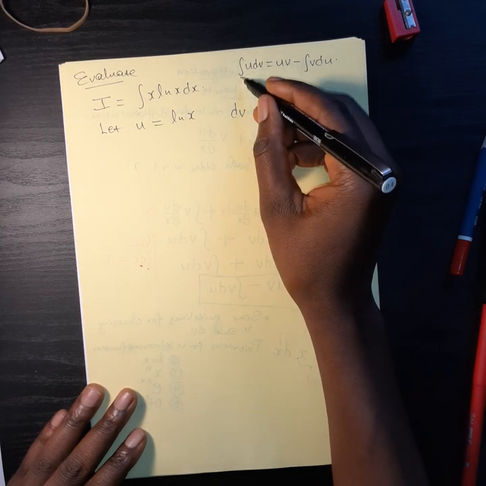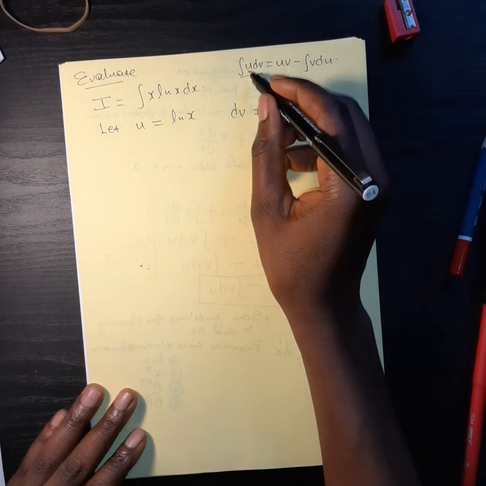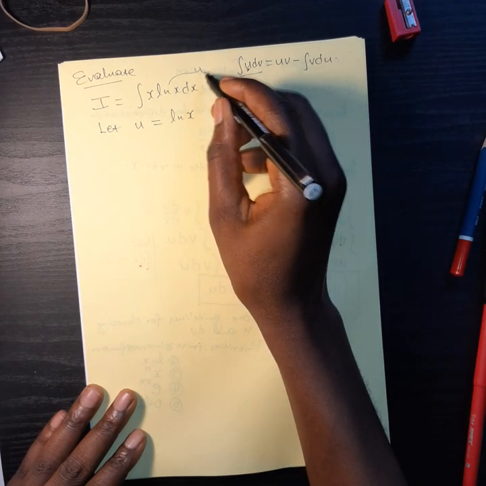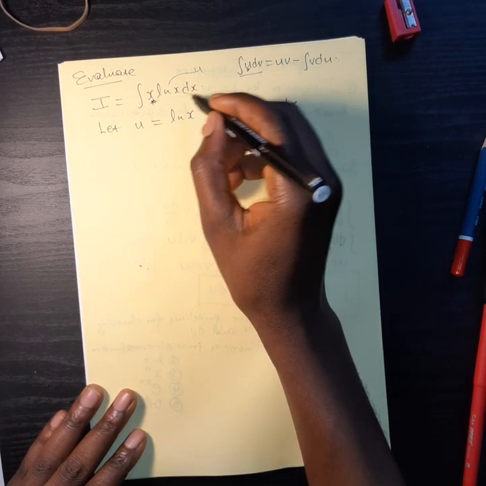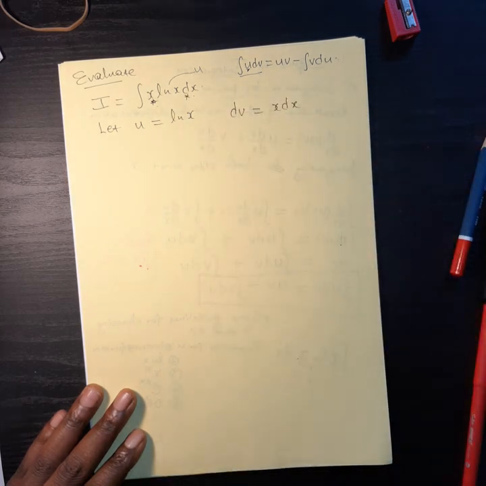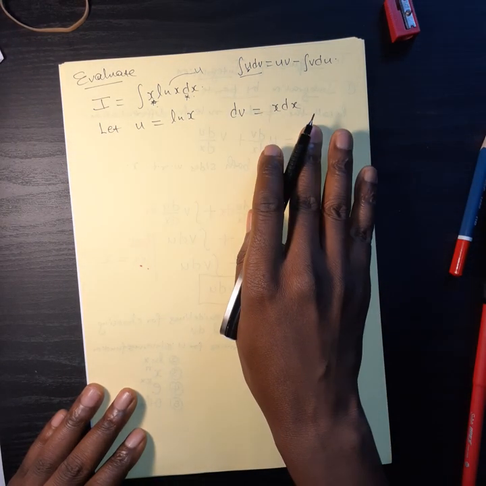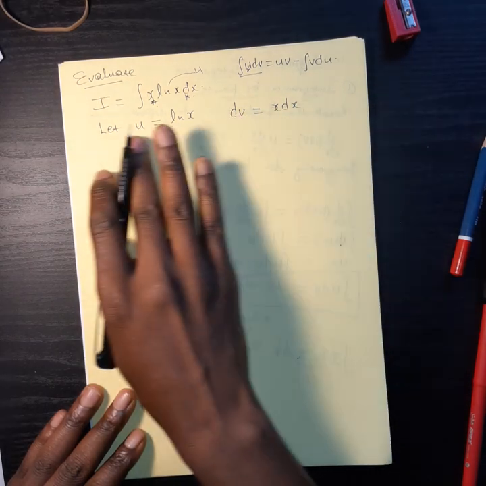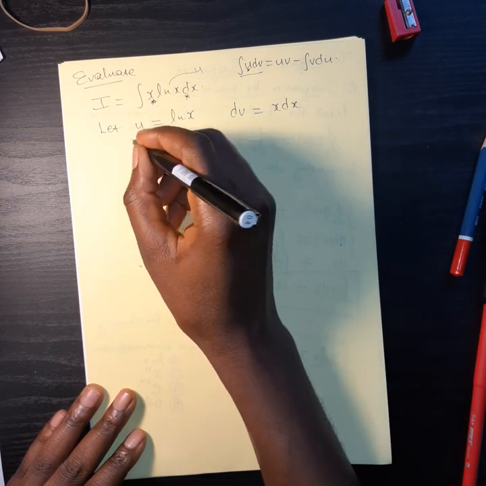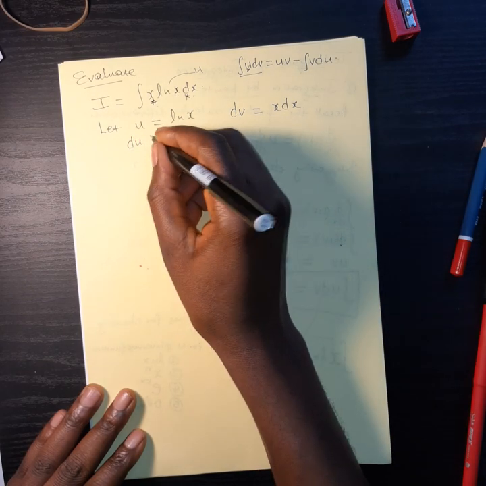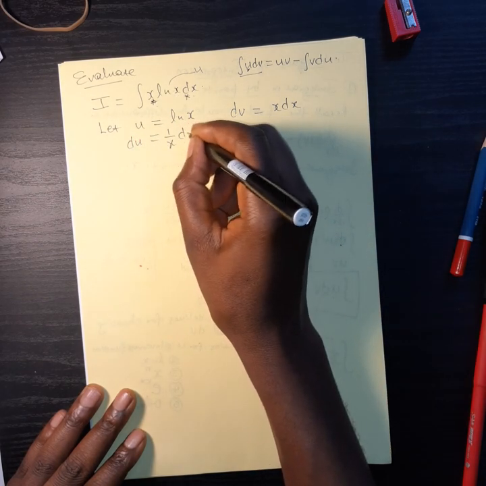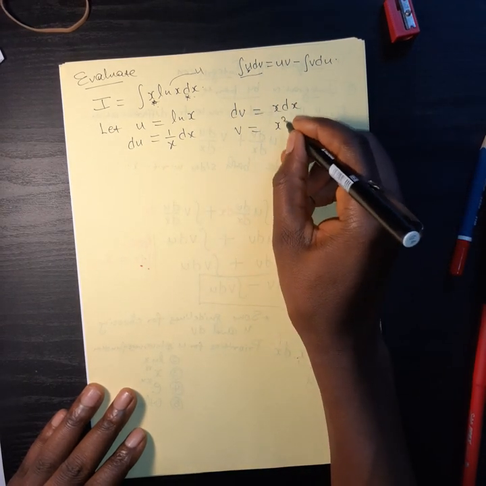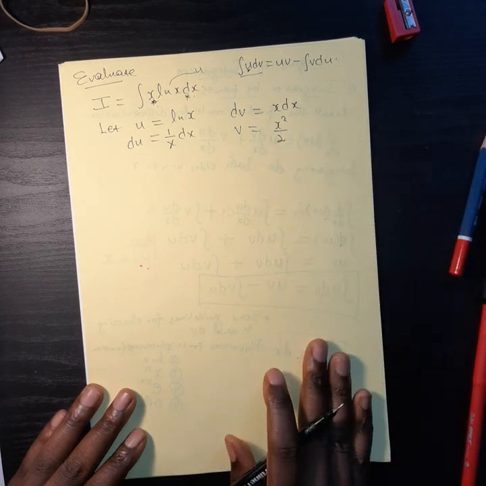So if we have this on the left hand side, we must find our u, and we have seen our u is this, and then whatever is remaining, this is our dv. So we have it like that. Du we differentiate, dv we integrate. So when we differentiate this, we'll be left with du equal to 1 over x dx. We integrate this side, v will be equal to x squared over 2. We don't have to write the c.